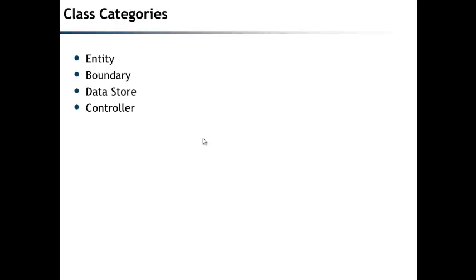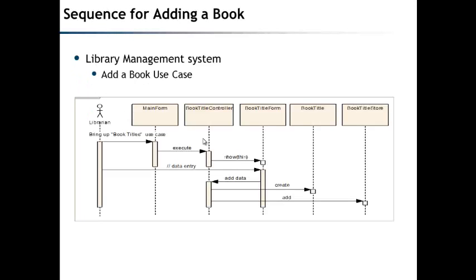If you just have a change to the UI, probably I just touch the boundary class because that's the one dealing with the external interface. If I just want to modify persisting data to the database, I just touch the data store class. And of course, if I have a change to the business logic, it's only the entity class that needs to be changed. Let's take an example of a library management system.